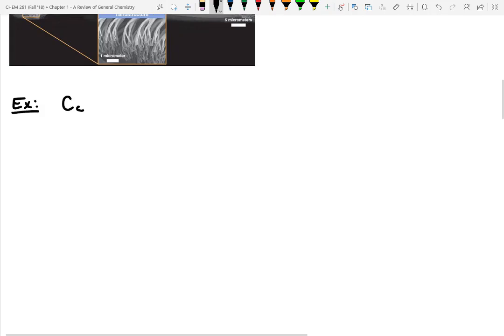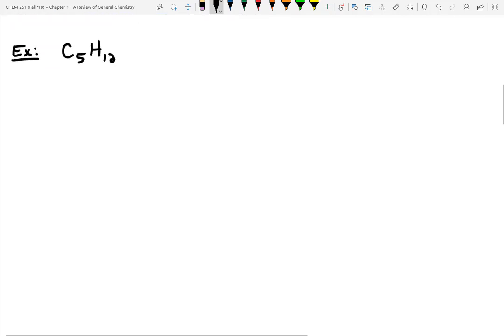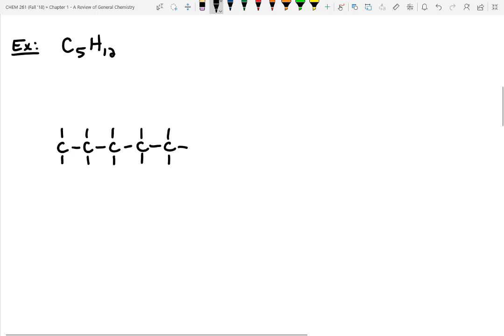We've got C5H12. The easiest thing to do when you're drawing this is have one long chain of 5 carbons. This would be called pentane. We'll go over naming a lot, but in a few more weeks. And this has 12 hydrogens all around it. So that's one isomer.